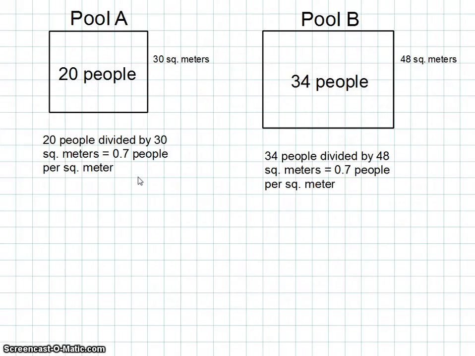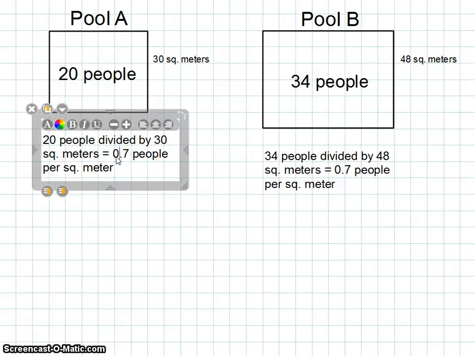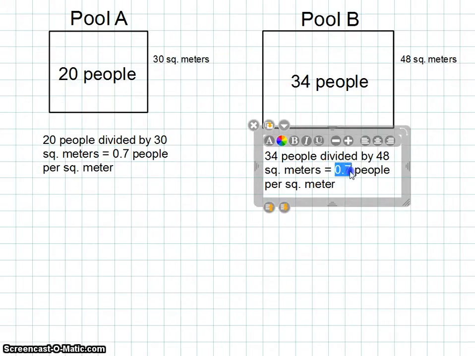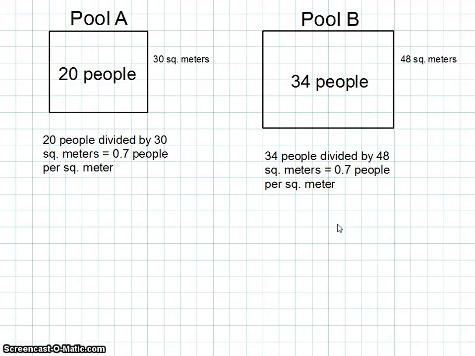Now, we have a bit of a problem here. Again, our goal is to compare the crowdedness of pool A and pool B and figure out which is more crowded, right? But if we look at the number of people per square meter for each of the two swimming pools, it's the same. It's the same. So does that mean the crowdedness of each pool is the same?